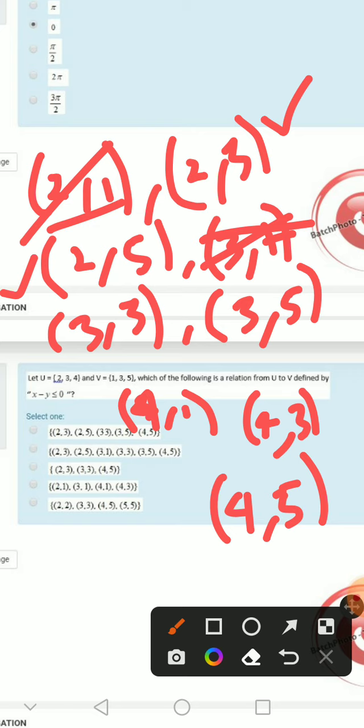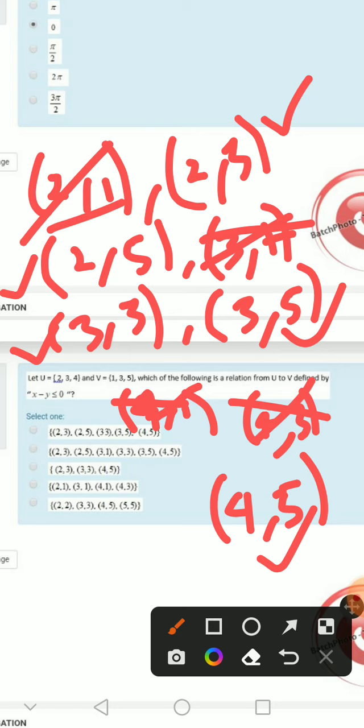3 minus 3 is less than 0, so it's part of it. 3 minus 5 is less than 0. This is part of it. 4 minus 1 here is not less than 0. We'll cancel it. 4 minus 3 here is not less than 0. We'll cancel it. 4, 5 is. So the answer should be 2, 3, 2, 5, 3, 3, 3, 5, and 4, 5. So obviously the answer is A. I hope you understand that.